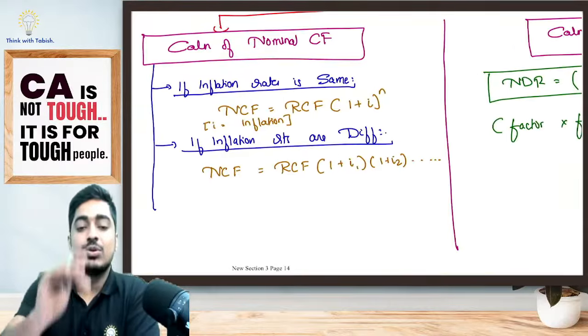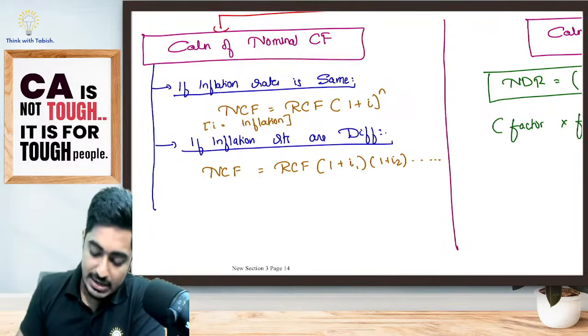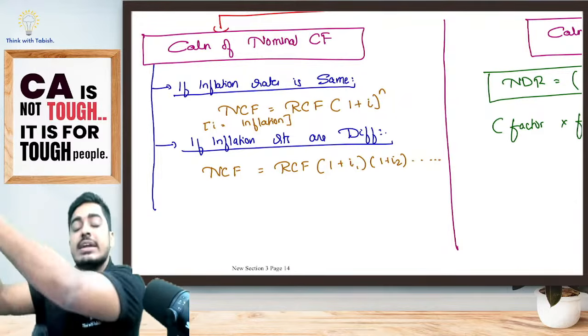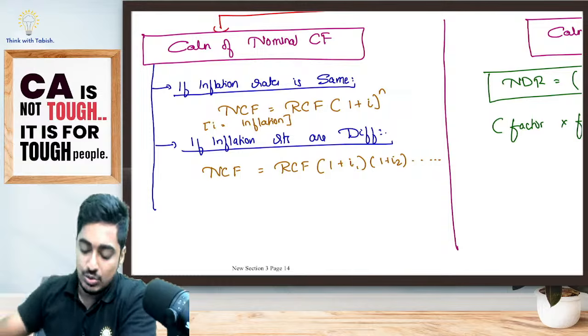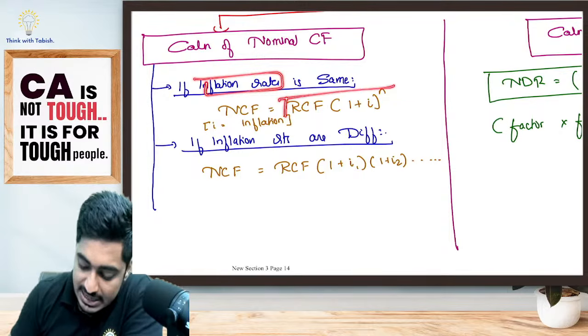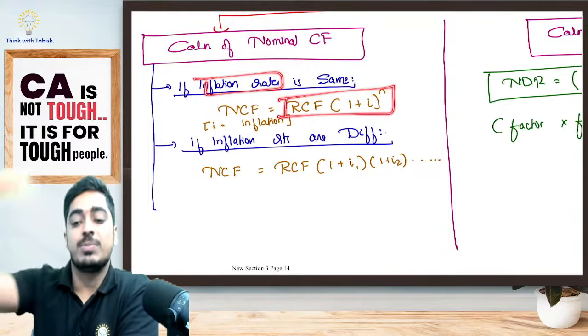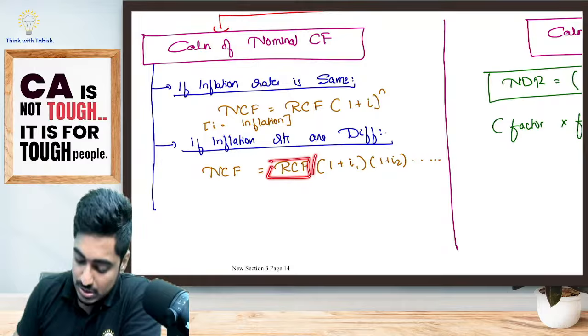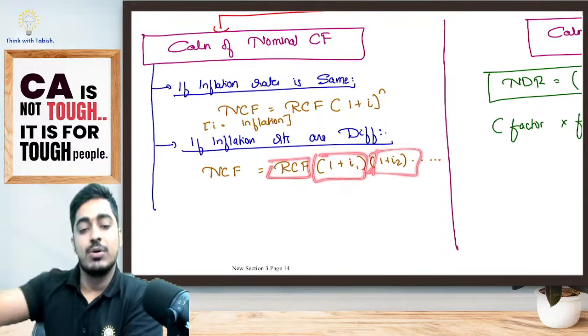So look at this. Simple. I want to calculate nominal cash flow. How do I calculate it? Real cash flow is given, inflation adjustment has to be done, it has to be included. That means into 1 plus inflation rate. If the inflation rate is the same, it is real cash flow into 1 plus inflation to the power of n if multiple years are there. Different rates means real cash flow into every rate individually, you will keep on increasing.